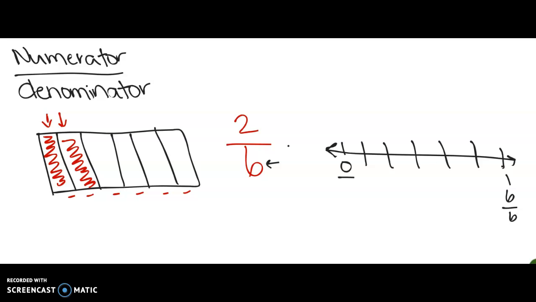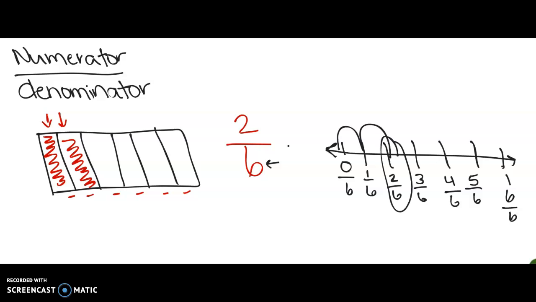When we start with 0, we have 0/6. Then we go on to 1/6, 2/6, 3/6, 4/6, 5/6. You'll notice I did not stop when I found my fraction. I continued to write all of the numbers until the whole number. So now we can go into 2/6. So 1, 2. Here is 2/6.